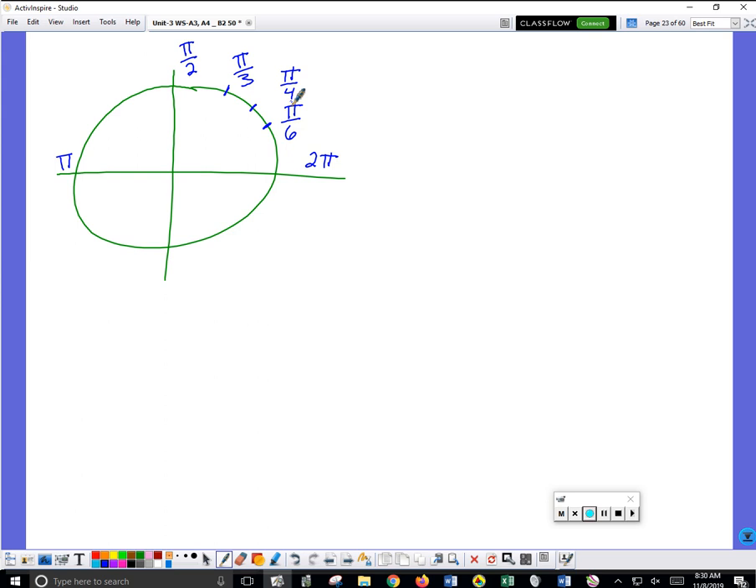Like if I have to go find 3 pi over 4, I just count. There's 1/4, there's 2/4, there's 3/4. That's it. If I have to find 5 pi over 6, I just count. 1/6, 2/6, 3, 4, 5.